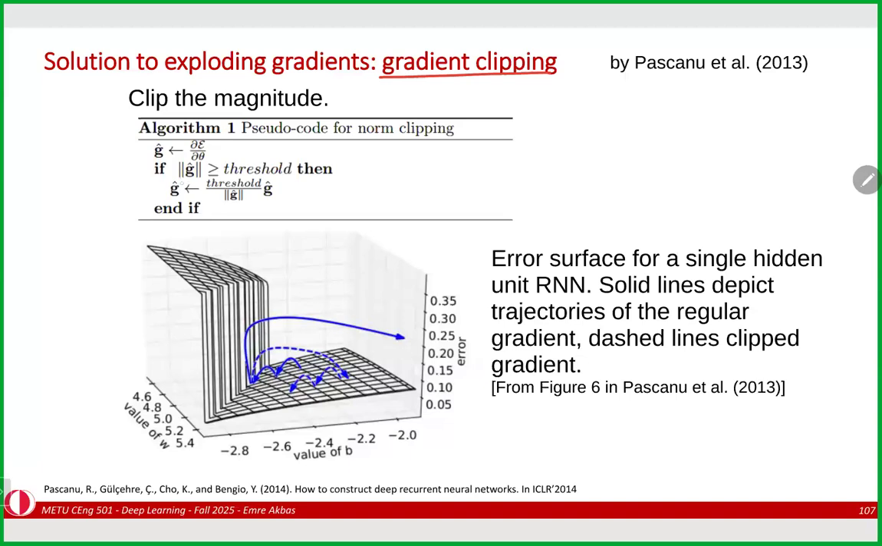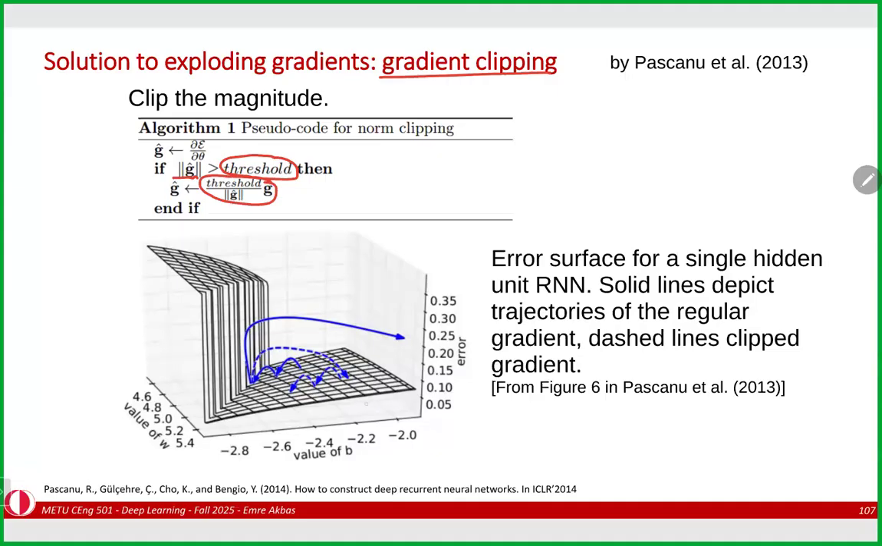So gradient, if the magnitude of the gradient is larger than a threshold, this is a hyperparameter, then what you do is you make it unit magnitude, or just change its magnitude, but the direction is the same, you reduce its magnitude. This is called gradient clipping. An example is given in this paper.